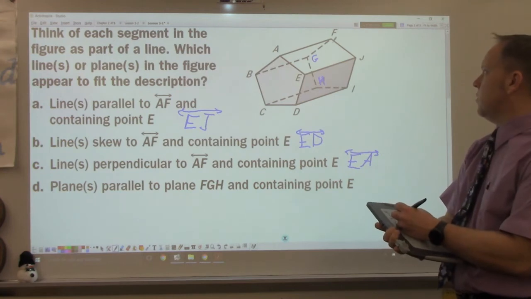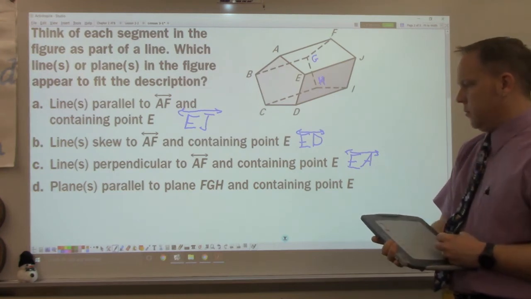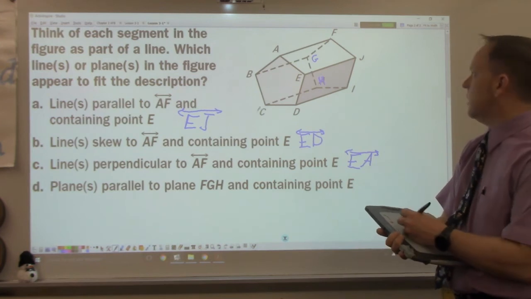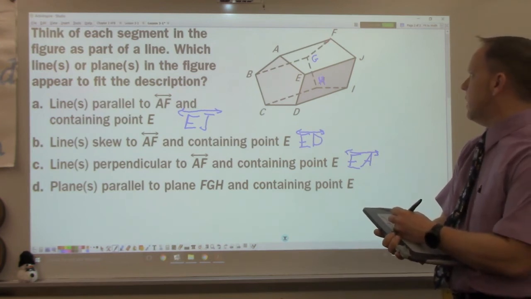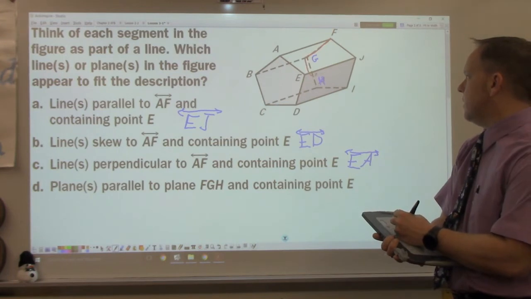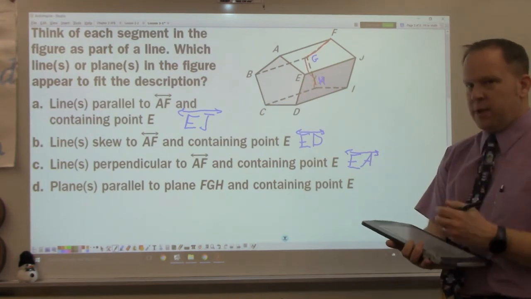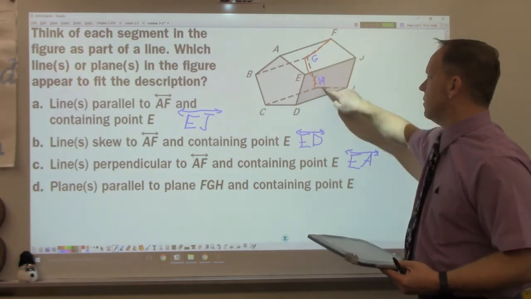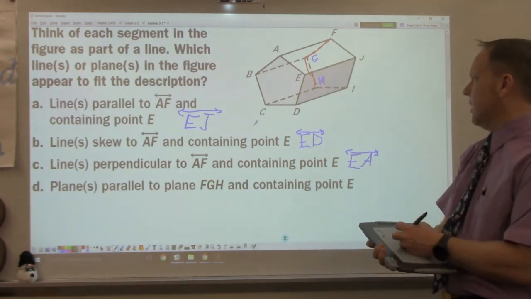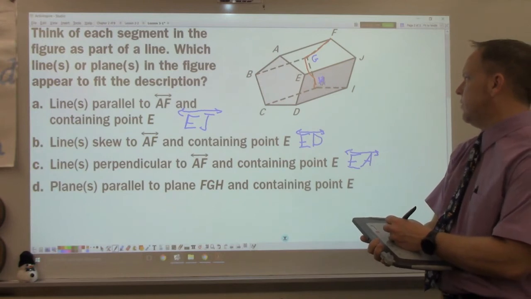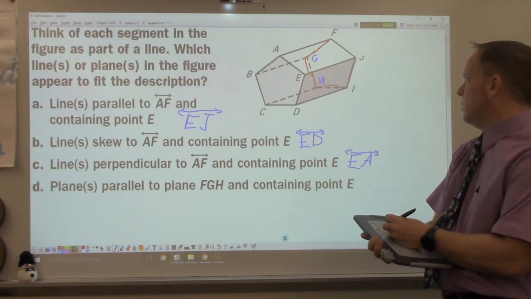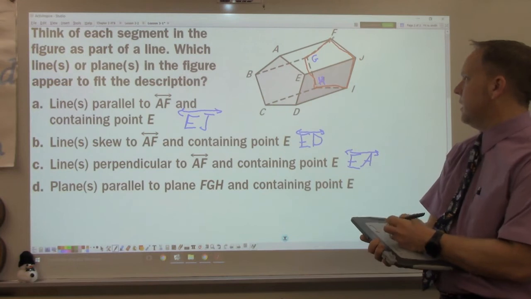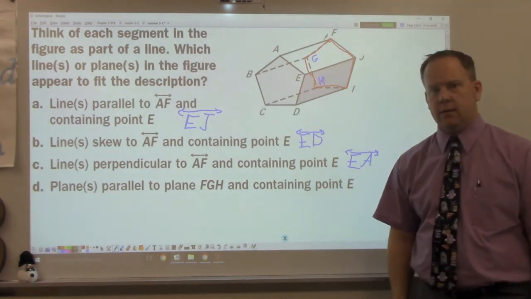FGH, if I highlight those 3 points, let me switch to red. FGH. That's not just the plane. The plane is, again, what plane are all 3 of these points on right here? That's the whole backside of this prism. So FGH is actually this whole pentagon in the back. What's parallel to the back?